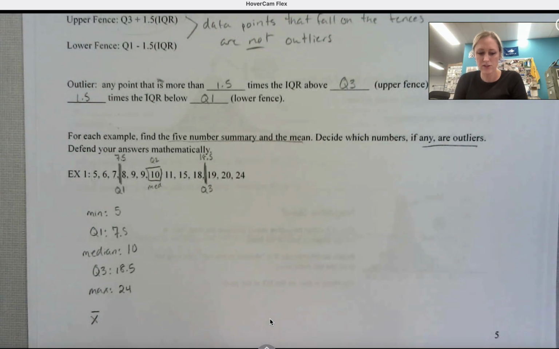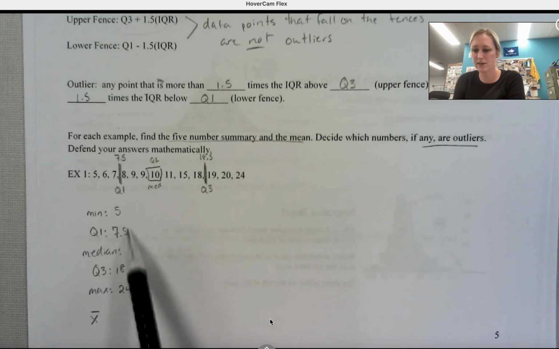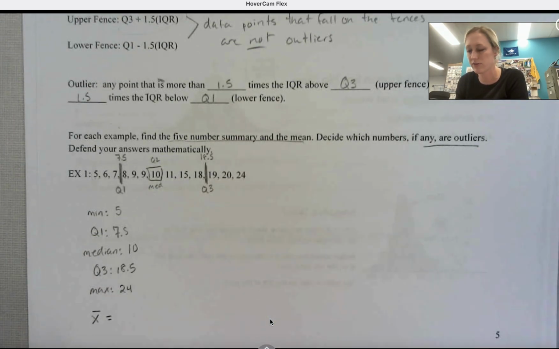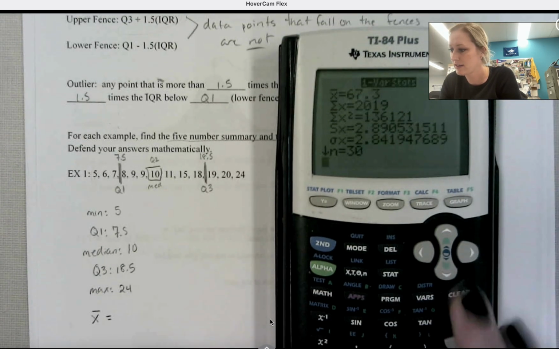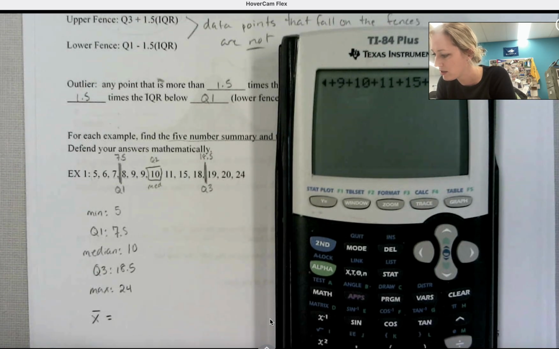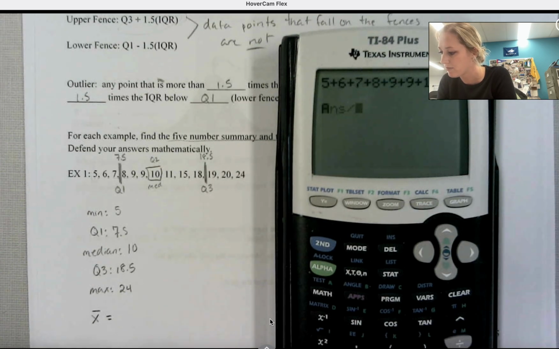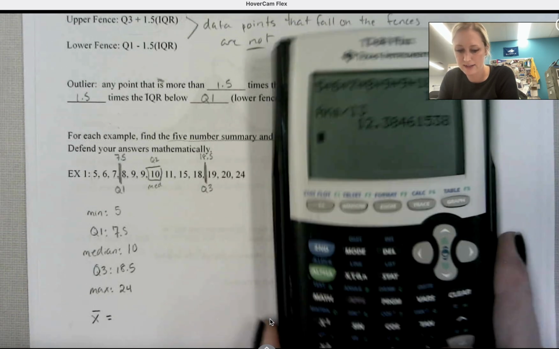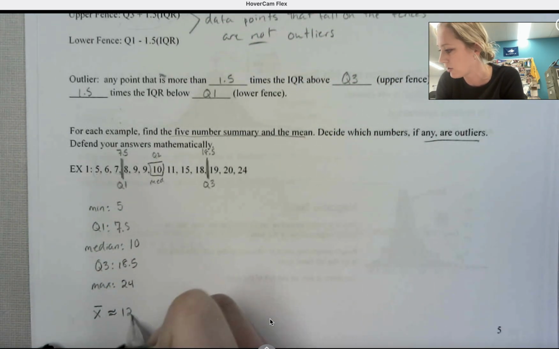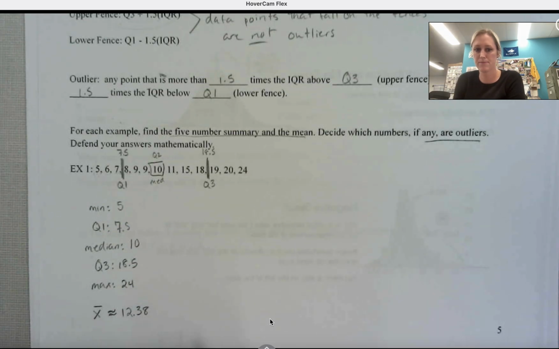So we got our 5-number summary here. We're also going to find our mean. Remember, that means we're going to add all these values and then divide by how many there are, in this case, 13. So I've got 5 plus 6 plus 7 plus 8 plus 9 plus 9, 10 plus 18, 19, 20, and 24. Add all those numbers together, divide by 13, 12.38 approximately. So our mean is about, I'm going to change those to the squiggle so we know we're estimating, but it is a close estimation. Anytime I round, I can use that. So there's our mean.